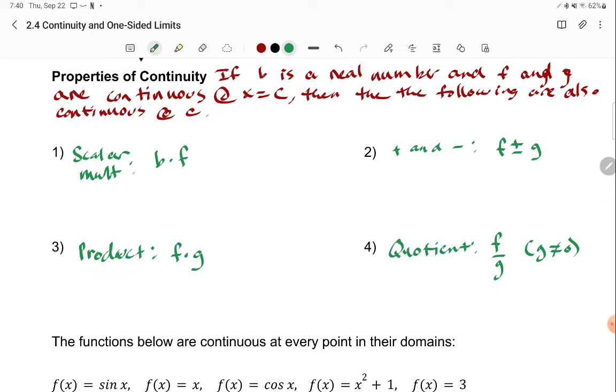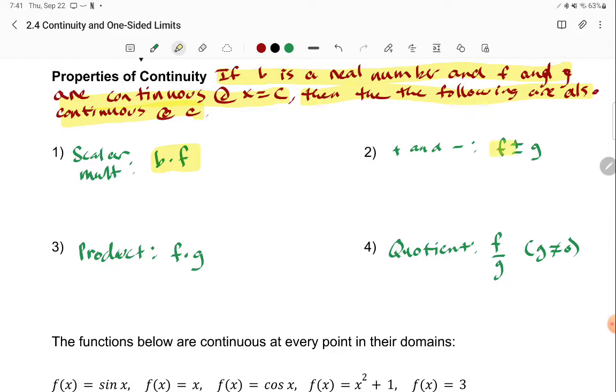So if we read what's up in the red text, it says, if b is a real number and f and g are continuous, so we've already established that the function f and the function g are continuous at this point c, whatever that point is, then the following are also continuous at c. Again, f and g both have the limits, the one-sided limits exist, and the value at that point exists. We've determined that already. Then we know if we multiply either one of those functions by a constant real number, that too is going to be continuous.